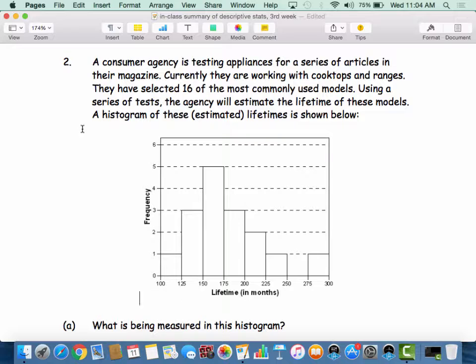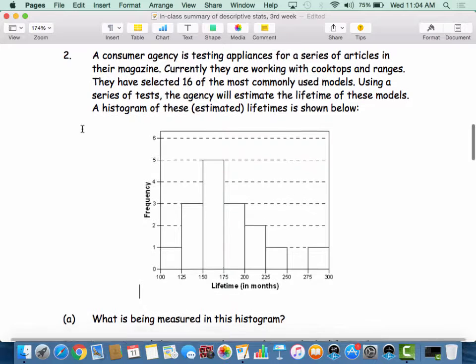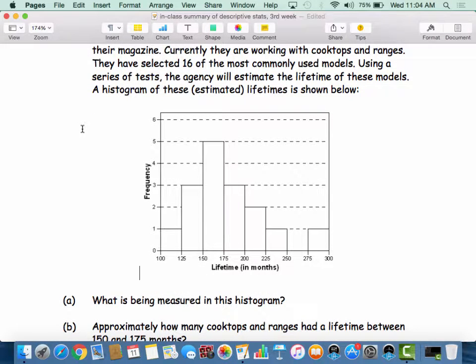Okay, so here's our histogram. This is lifetime. Now, this is a lifetime in months. Okay? Now think about our sample size. I might get faint here. Think about our sample size. We should have 16. Here's 1 plus 3, that's 4.